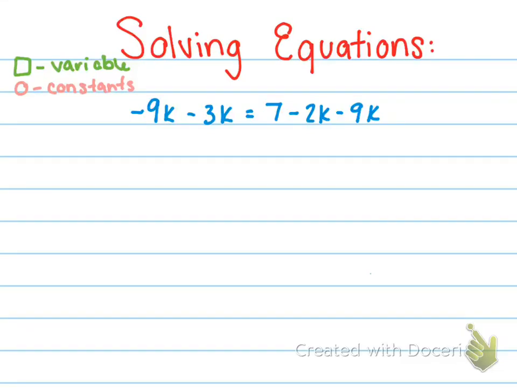All right, so we are working on solving equations. We are working with ones that have variables on both sides of the equal sign and that have more than one variable on both sides of the equal sign. So the first thing you need to do is identify your pieces. We are going to have ones with variables and we are going to have ones with constants. Remember, variables have letters, constants are just the number by itself.